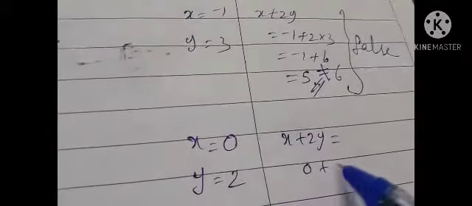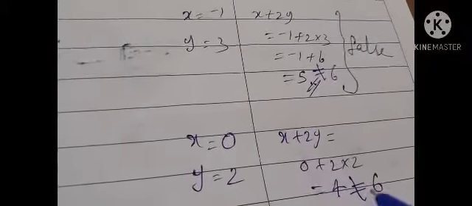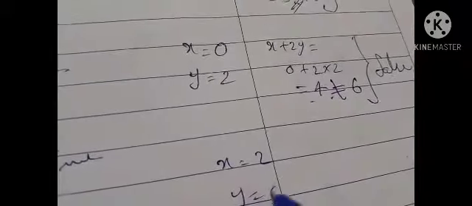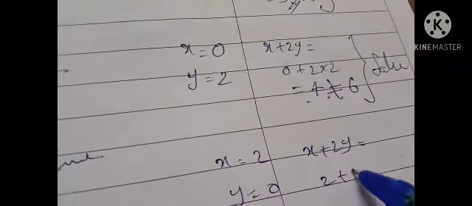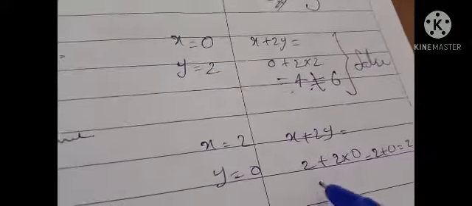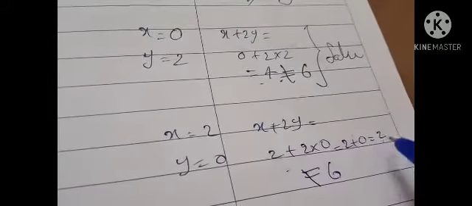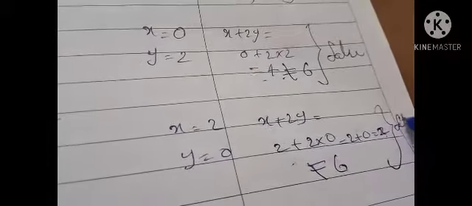Then x plus 2y equal 0 plus 2 into 2. That is equal 4. But we want to get 6. It is not equal 6, so it also is false. The next, x equal 2, y equal 0. So x plus 2y equal 2 plus 2 into 0. That is equal 2 plus 0 equal 2. Then that is also not equal 6. We want to get 6, but here we got 2. So here also it will be false.